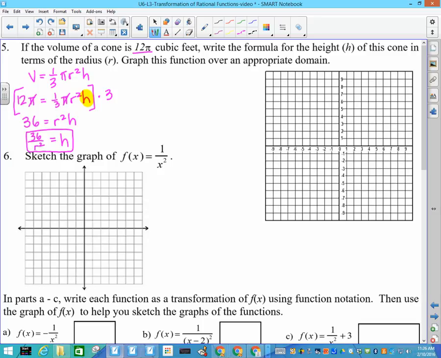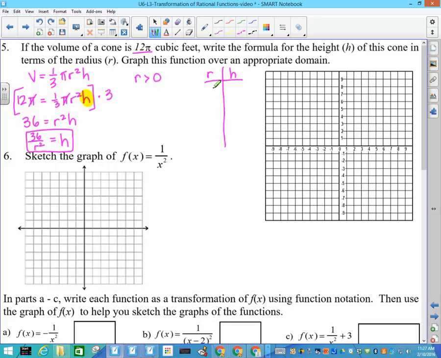Okay, and if we sketch that over an appropriate domain, keep in mind that our h is like our y, because that's what we solved for, so our r is over here. And what's an appropriate domain? If I've got the volume of a cone, then my radius, can my radius be 0? No, it can't be 0. Can my radius be negative? Can't have a negative radius of a cone. So my students figured out that r had to be greater than 0. And so we just took some numbers and plugged them in.